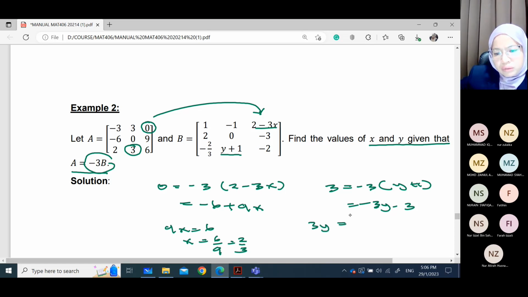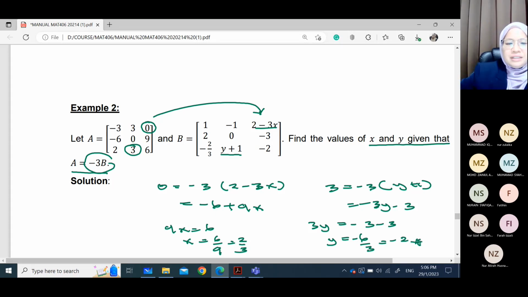3y equivalent with negative 3 minus 3. You nak buat keluar 3, ni pun boleh, tak ada masalah. Okay, so y sama juga dengan negative 3 minus 3, we have negative 6 over 3. It is equivalent with negative 2. So y is negative 2. Macam tu je. Okay. Boleh? Right.